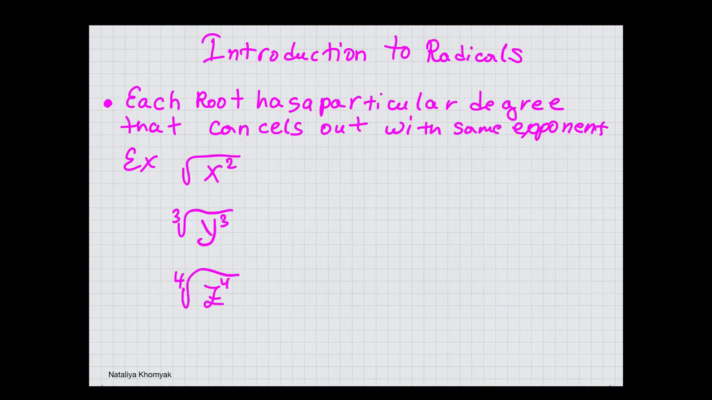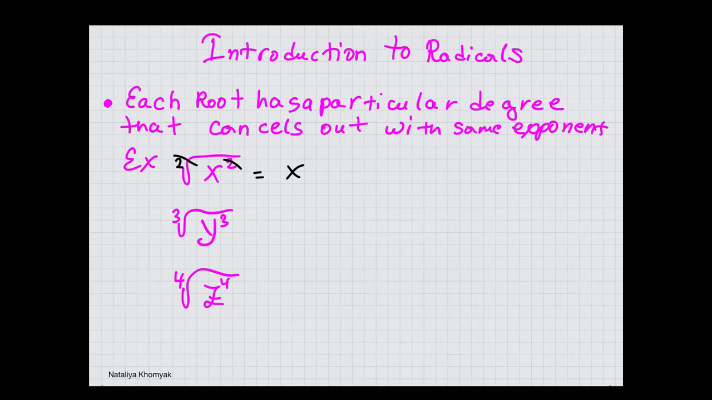Introduction to radicals. Each root has a particular degree that cancels out with the same exponent. For example, if you see a square root, the index here is 2, and the square root will cancel out with the second power. And the result will be just plain x.